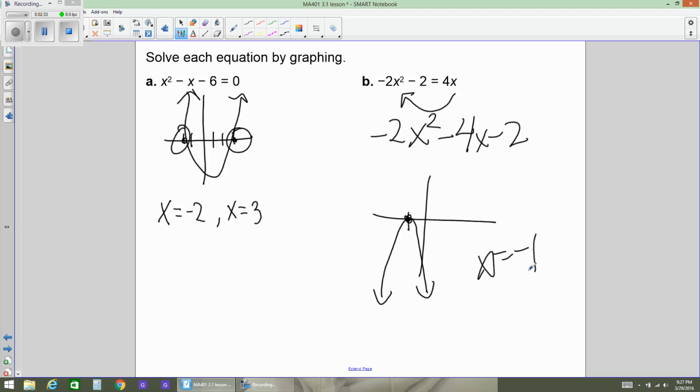Now notice these graphs are different. For one of these, the first one, it crosses in 2 spots. For the second one, it's only crossing in 1 spot. And that's okay. We can have 2 solutions. We can have 1 solution. We can actually have no solutions at all. When would we have no solutions? Hopefully you're thinking when the graph doesn't cross the x-axis. Because the x-intercept of the x-axis is called a solution, or it's also called a zero.